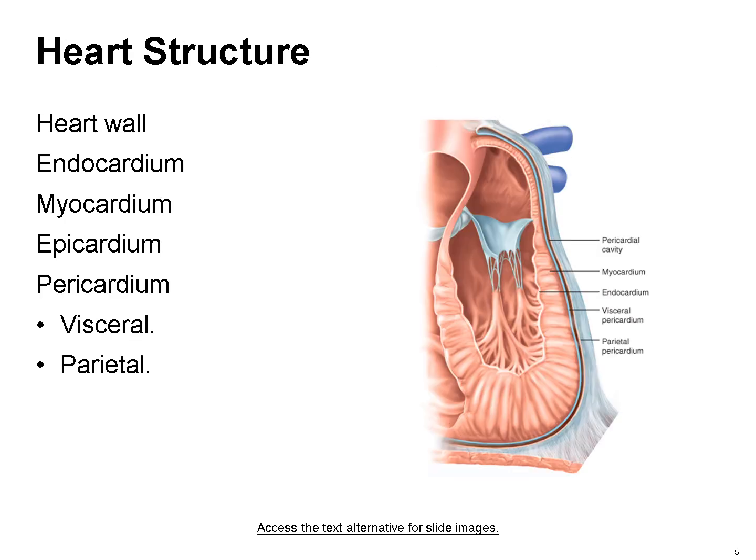The heart wall has three distinct layers. Let's explore them together. Observe this diagram. The three layers of the heart wall are endocardium and myocardium. The endocardium is the inner lining of the heart. The myocardium is the muscle layer that enables the heart to contract.